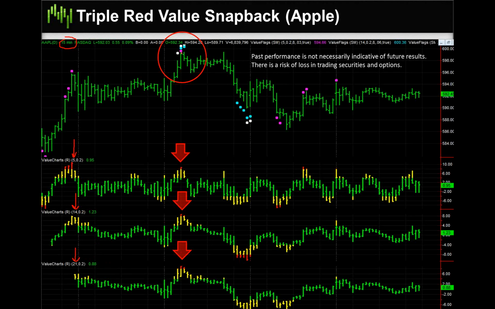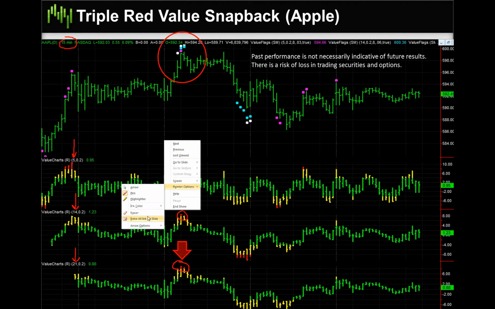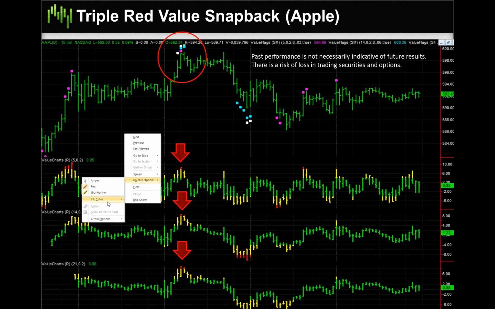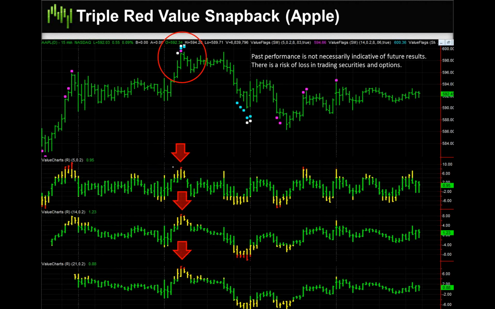Now, at the very top, circled up here, you'll notice that there are dots above the market. There's three of them. These are what's called value flags. And if we have three dots above the prices up here, that tells us that we had three occurrences of significantly overvalued prices. And you can see that all three of these charts below registered red tails on the top. Let me go ahead and change the color so it'll contrast more. Let's go with a lighter blue. So all three of these situations right down here are significantly overvalued prices on a 15-minute chart.